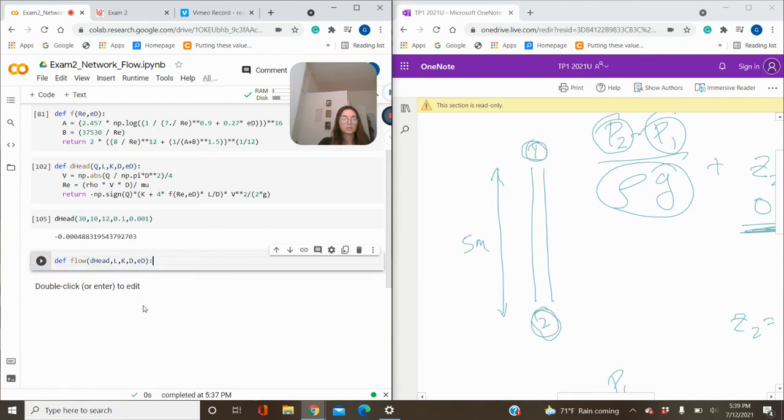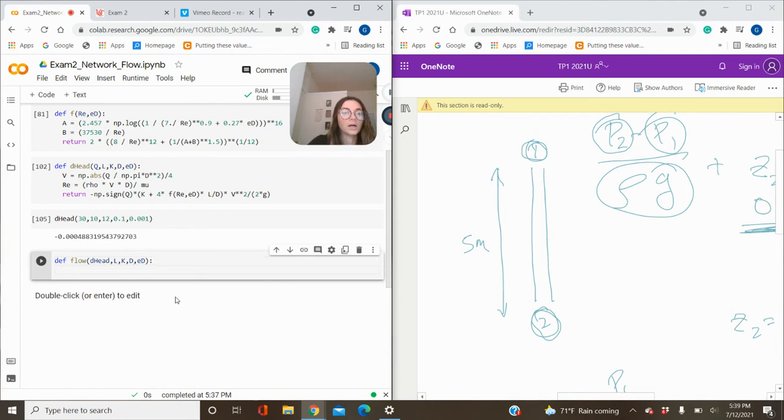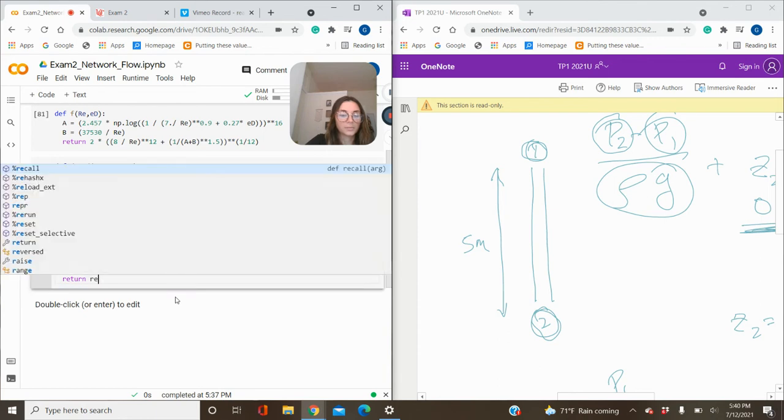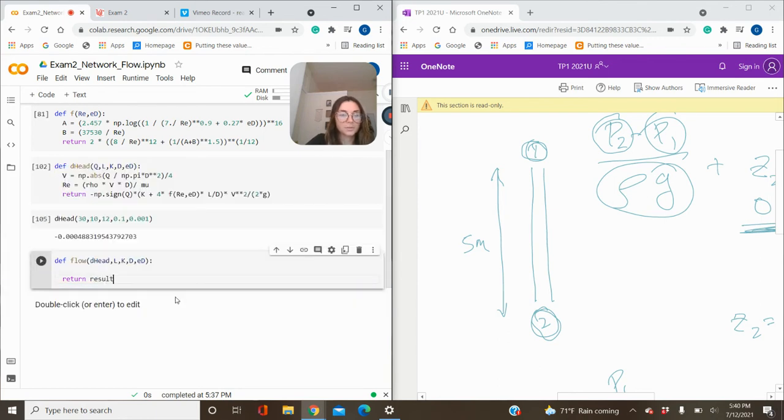That is a semicolon, but okey-dokey. And so we can't exactly solve this yet. There's another step we need to do before that, but we will be returning our resulting flow rate. So we're going to go ahead and write that down because that's something that we know for the moment.